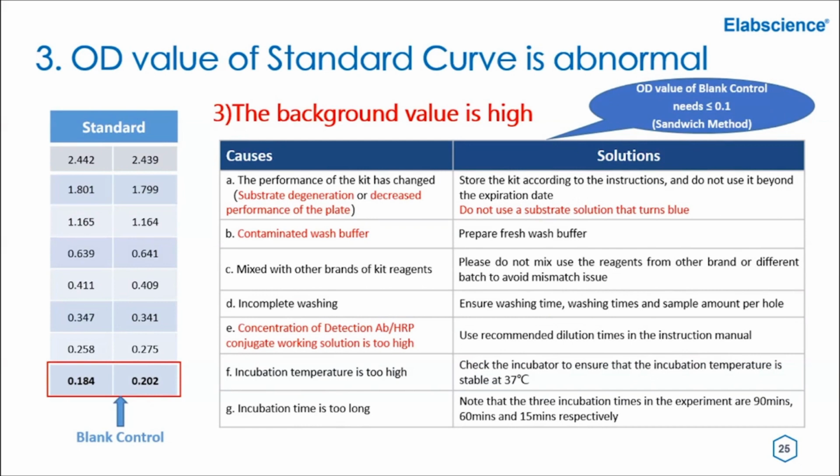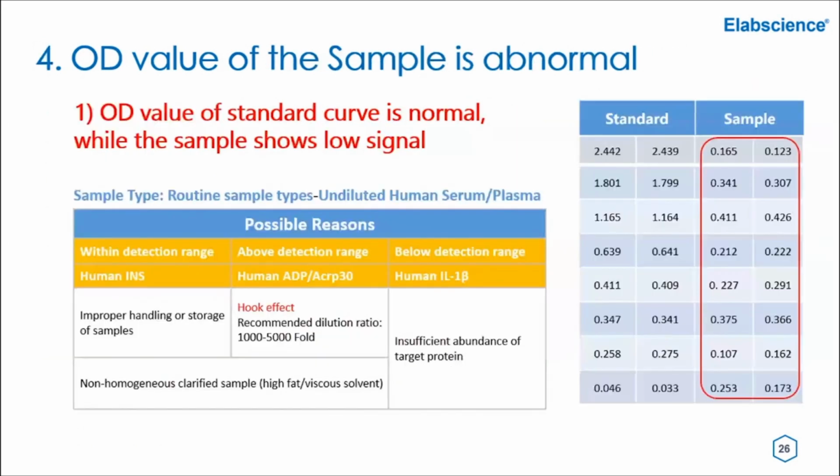Okay, the 3 abnormal results of overall OD and standard curve OD we have talked about are relatively simple problems. Next, we'll see the most complex problem, abnormal result number 4, the abnormal sample OD value. This actually includes many detailed situations, but here we would only talk about 2 typical types.